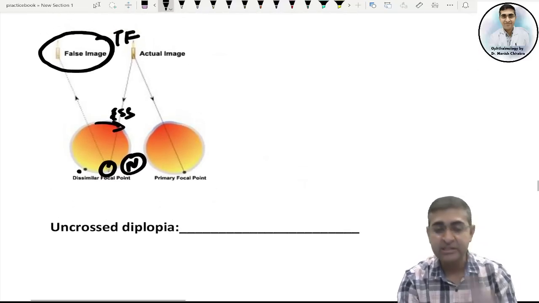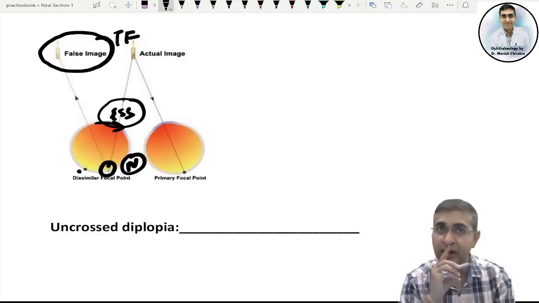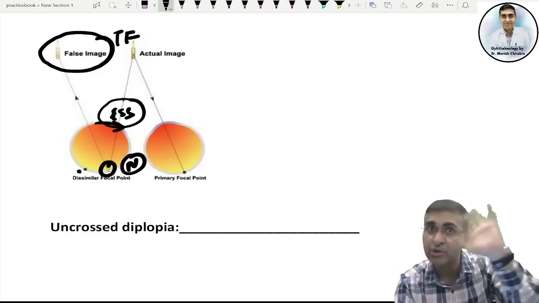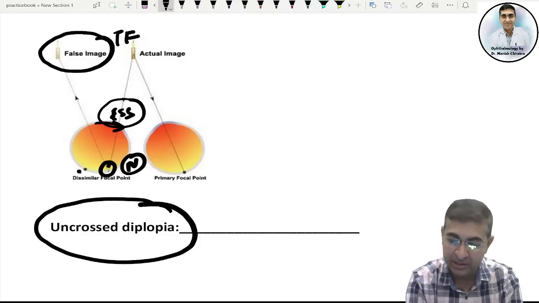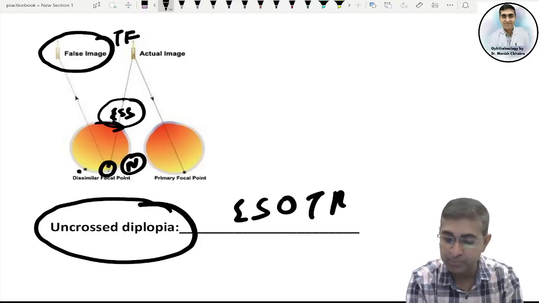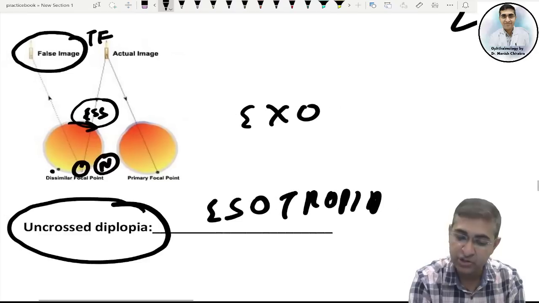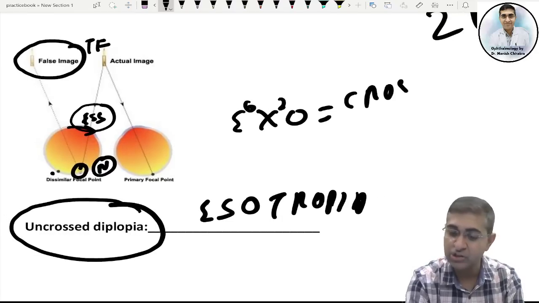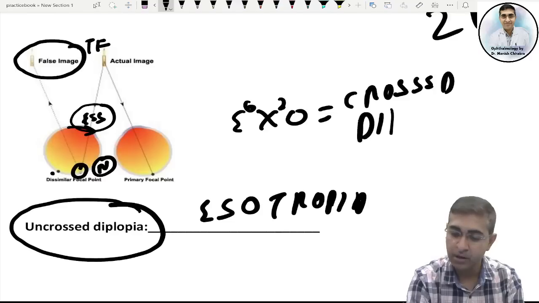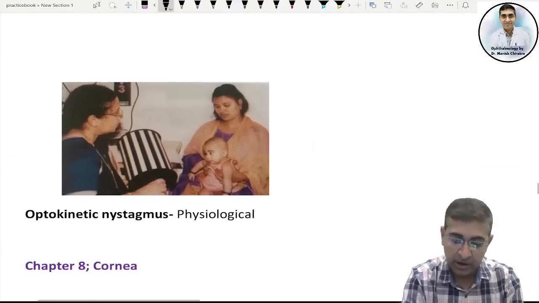So this projection of the image is on the same side now, because there is left esotropia and the false image is also forming on the left side. So you call it uncrossed diplopia. It is seen in esotropias. Had it been exotropia, the easiest way to remember is that in exo there is an X, so there will be crossed diplopia. Done? Okay.